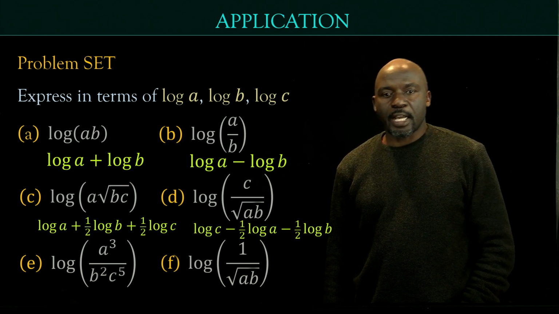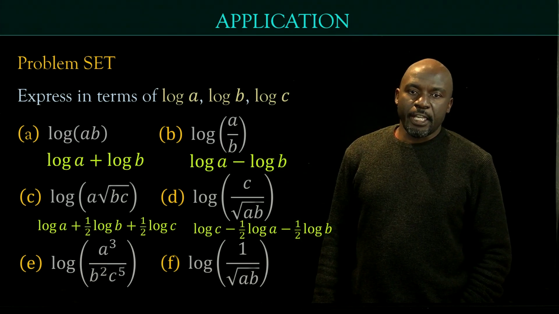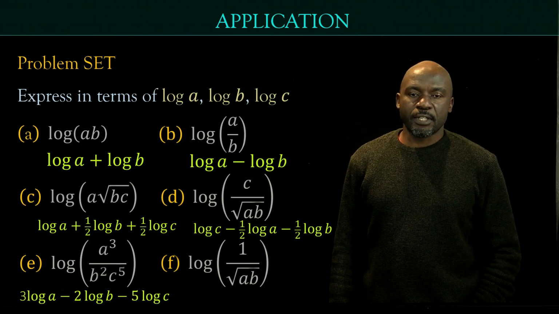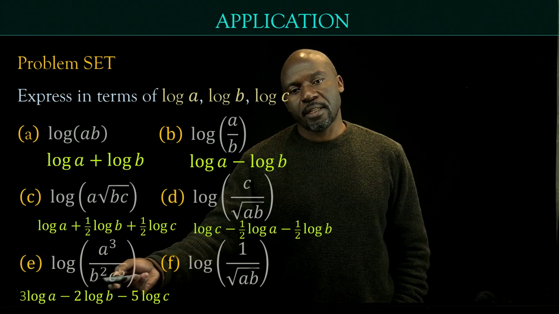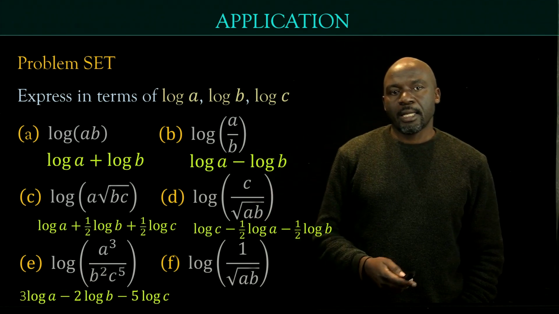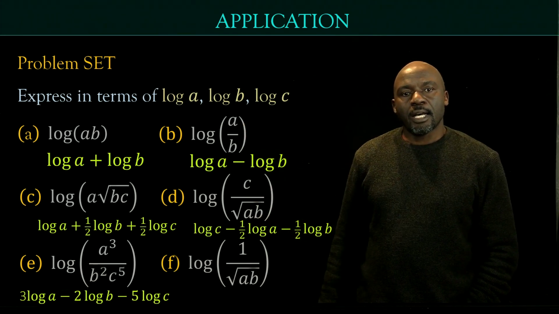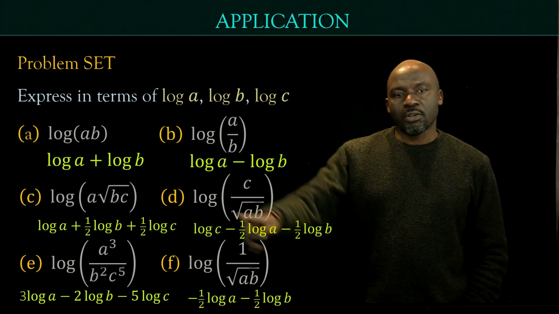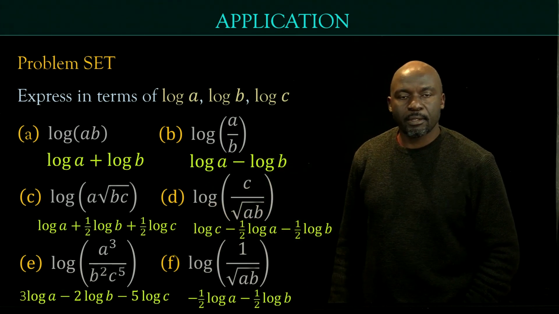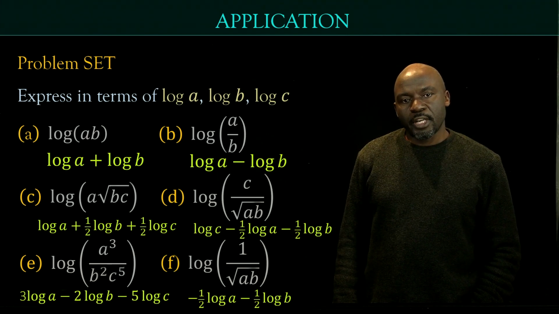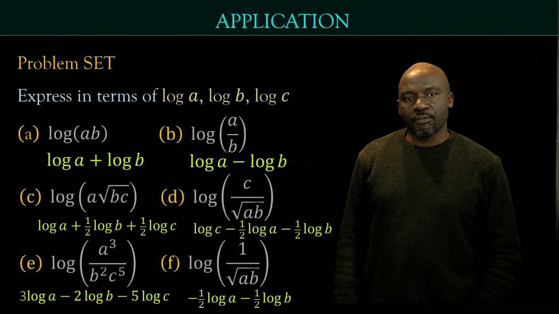If you've done part E correctly, your answer should be 3 log of A minus 2 log of B minus 5 log of C. Notice that if they are in the denominator, they are always subtracted. The logs are always subtracted. Okay, same thing there. All right, and finally, if you've done question F correctly, you should get negative, because log of 1 is going to disappear according to the null value law or rule. So you should get negative a half log of A minus a half log of B.